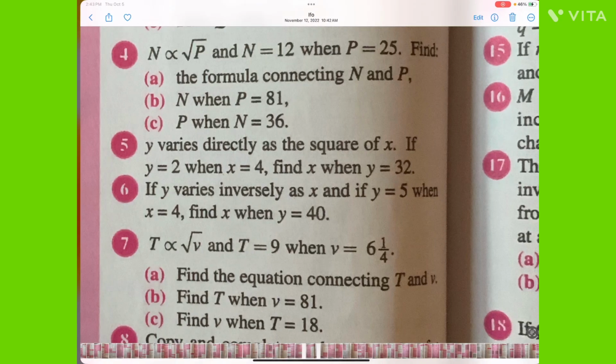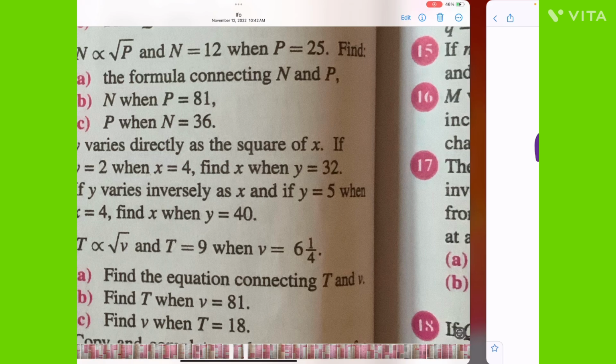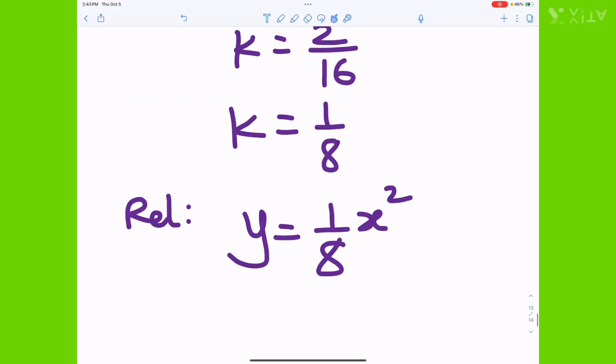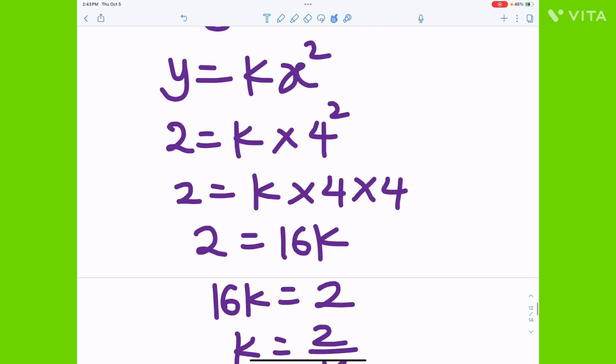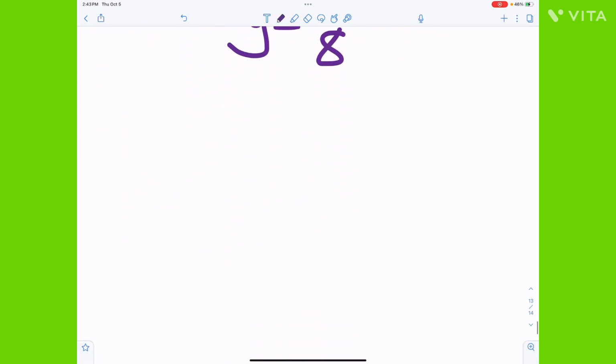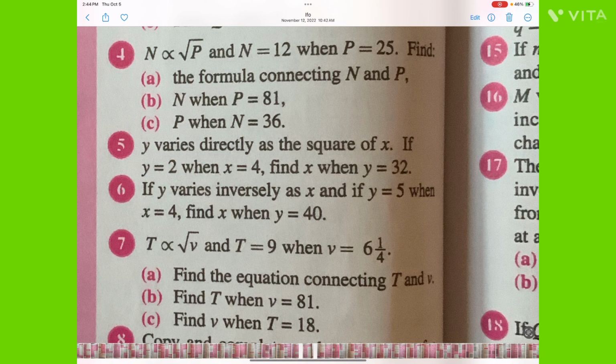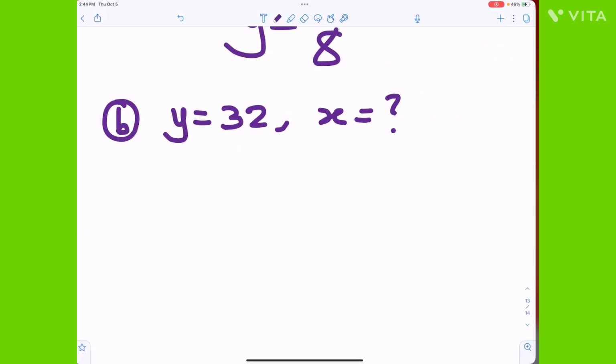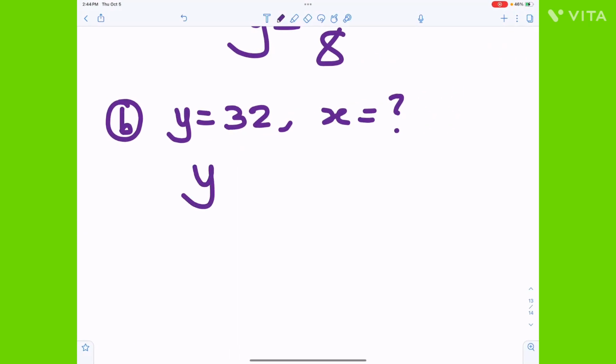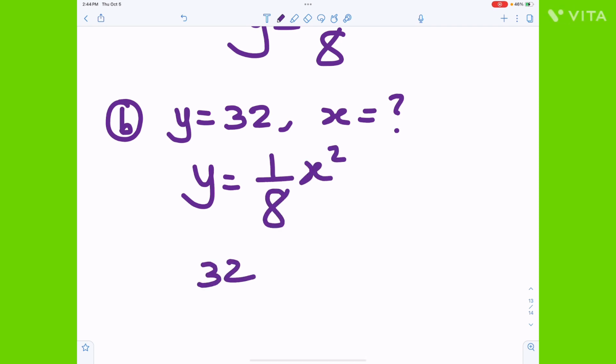The question says we should find x when y is 32. I don't know whether I jotted that down. Okay, yeah, I did, but let me do it again. The second part says we should find x when y is 32. First thing to write is the relationship: y is 1 over 8 x squared. So 32 is equal to 1 over 8 x squared.